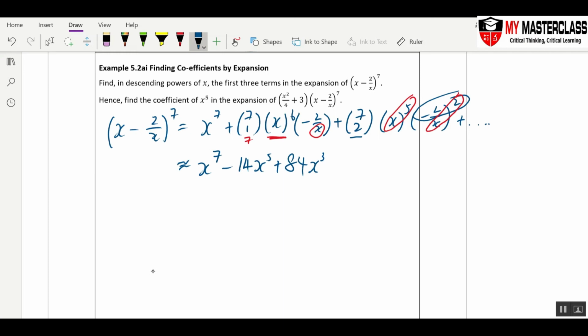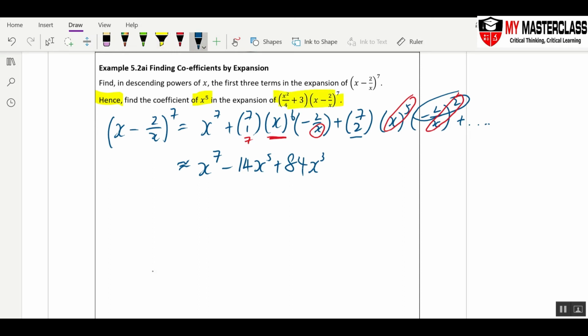If you are not very comfortable with this expansion, go to your textbook, do the basic exercises on expansion first. Make sure you can expand up to this level, then we continue. Second part, there's a hence part. Find the coefficient of x to the power of 5 in this expansion.